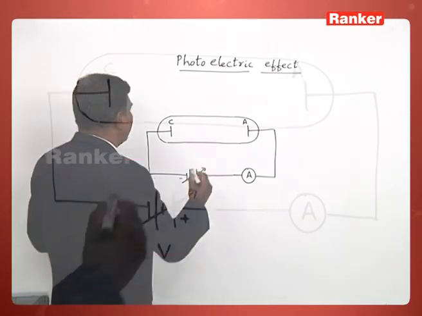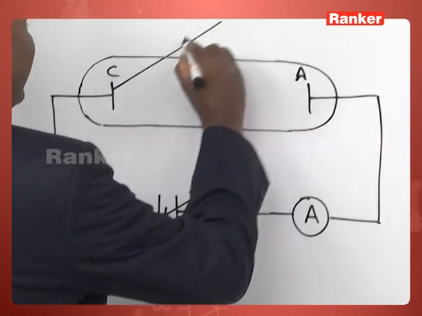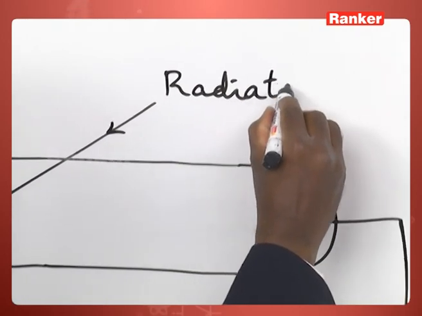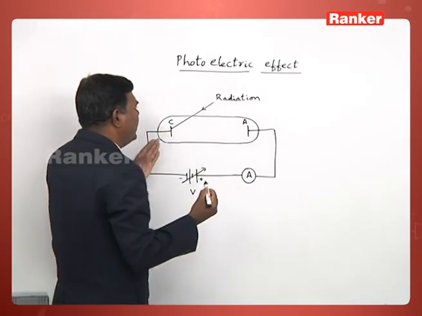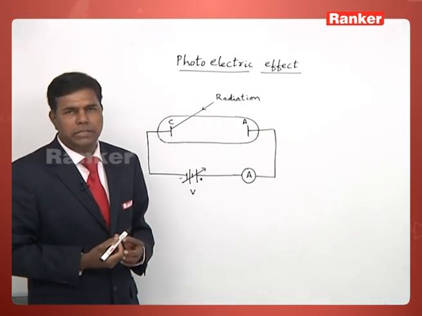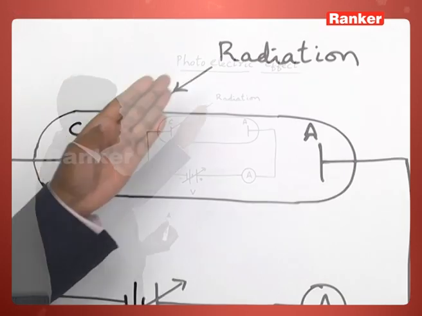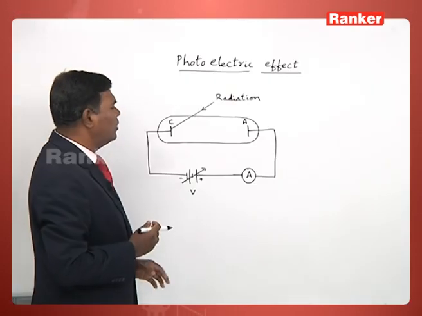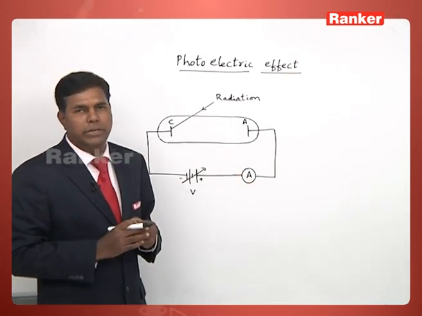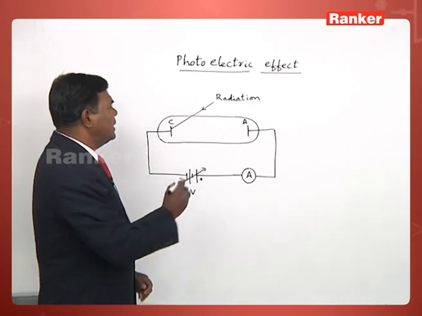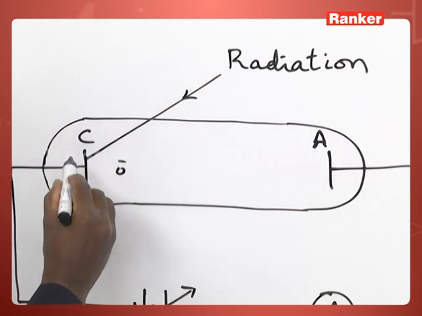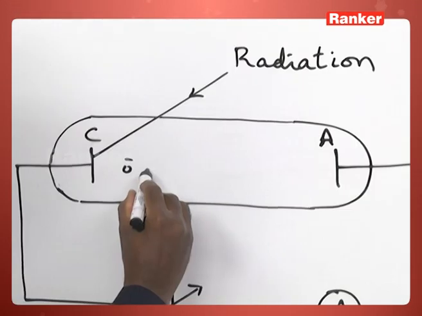Now, we will allow some radiation to fall on the cathode. A radiation is made incident on the cathode. That radiation can be ultraviolet radiation or any higher frequency radiation. Immediately, as soon as the radiation is incident on the cathode, the ammeter shows a deflection indicating a flow of current in the circuit. What exactly happens is, when the radiation is incident on the cathode, some electrons are emitted from the cathode and they travel towards the anode.